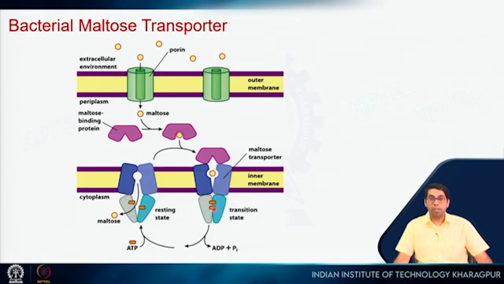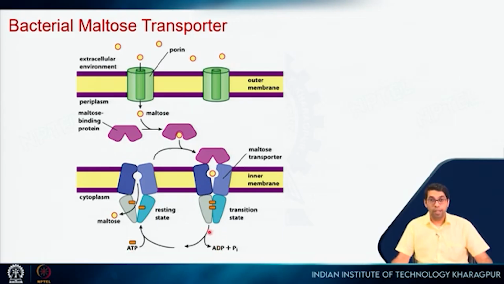This hydrolysis will now trigger a second conformational change so that this periplasmic side is now closed and the cytoplasmic side is open. Once this happens, maltose which is trapped here cannot go back, it will diffuse into the cytoplasm. So in essence, maltose diffuses through the porin into the periplasmic side and is transported from the periplasm to the cytoplasm via this maltose transporter. And to do this transport, the energy is supplied by the hydrolysis of ATP.